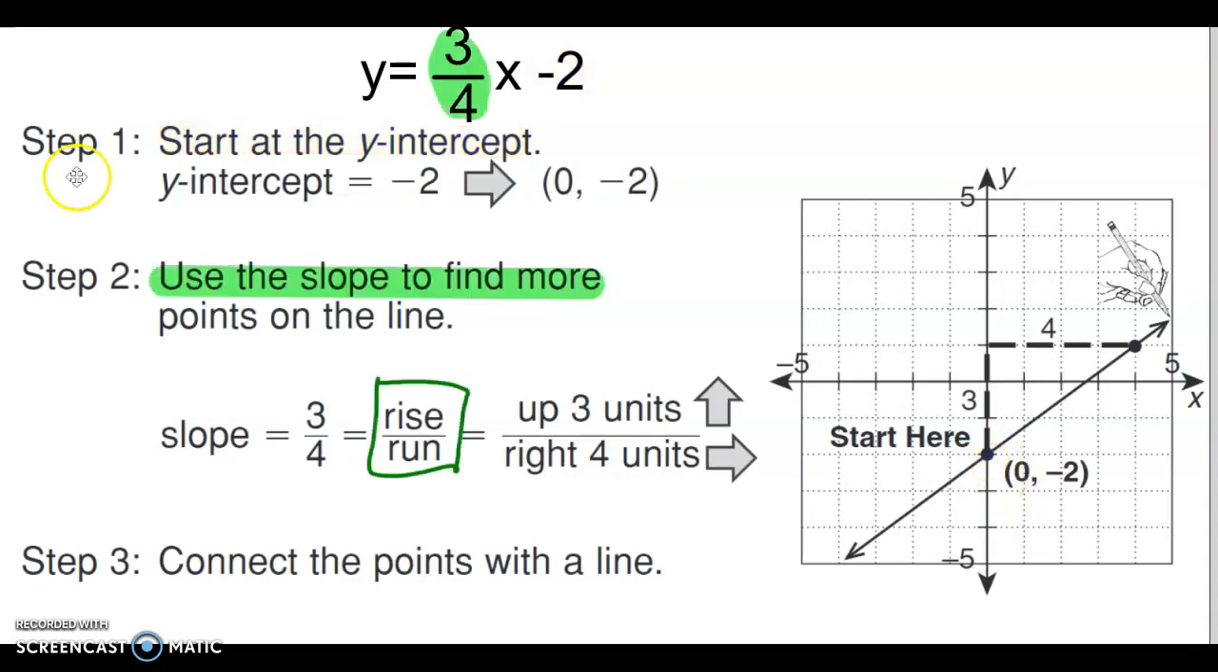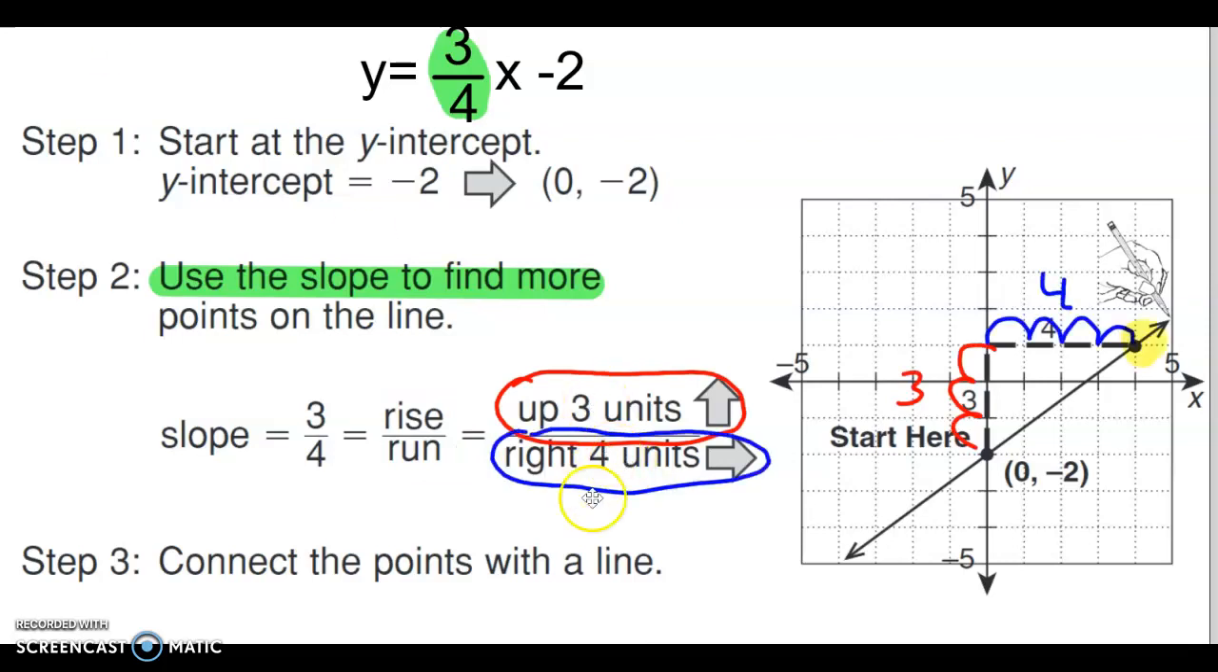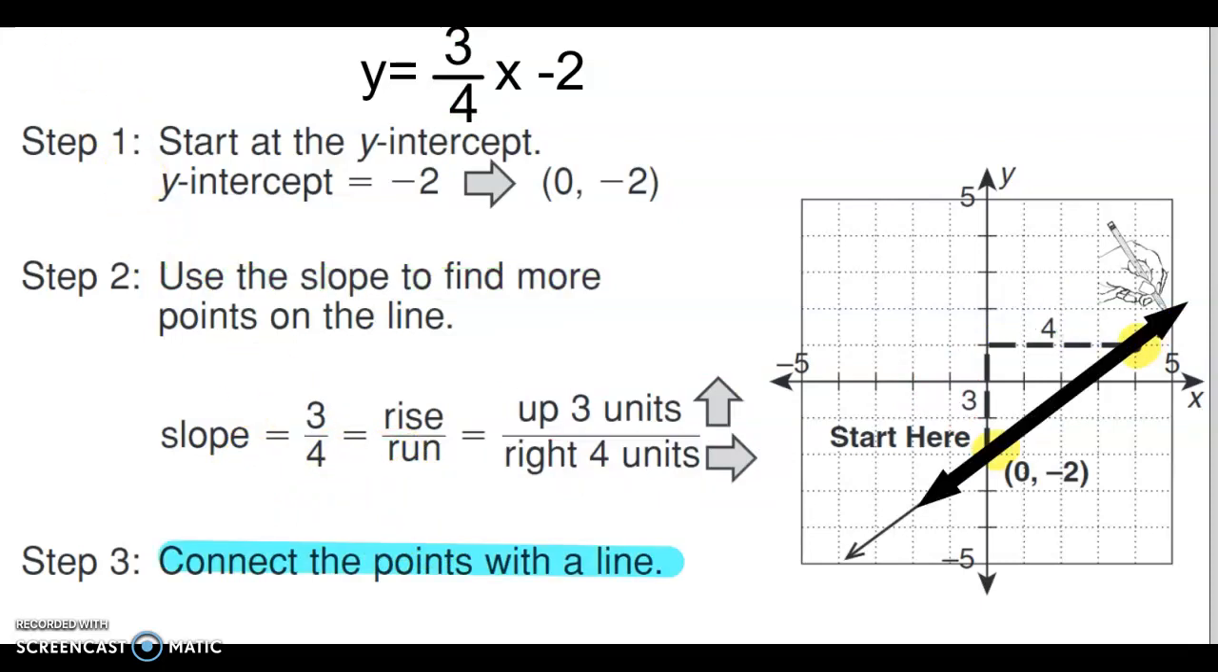Then you're going to use the slope to find more points on the line. So the slope, which is the way you move, is going to be 3 over 4 here. So we'll go up 3 and then to the right 4. You go up if it's positive and go to the right if it's positive. You go down if it's negative and go to the left if it's negative. But it's always rise over run. And then finally you connect the points like so.